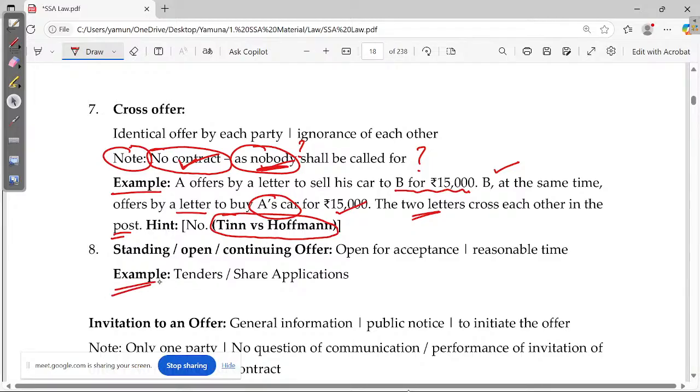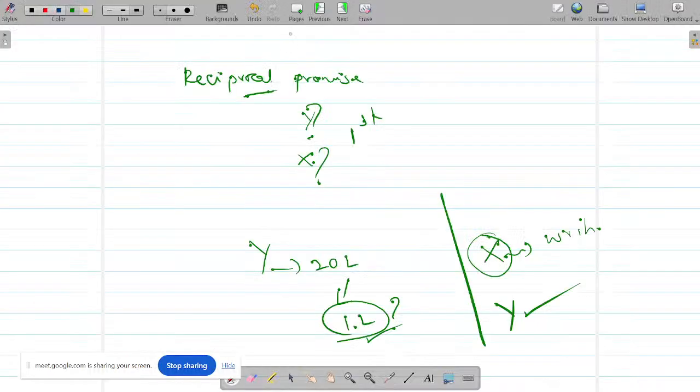Then the last one, an example of a standing open or continuing offer. We invite tenders, share applications and all. It will be open for a certain period of time. Only after that will it get automatically closed. So it will be open for acceptance for a reasonable time. Is it okay? Shall I carry over to the next important concept, invitation to an offer.